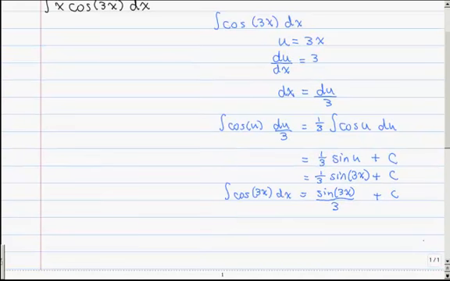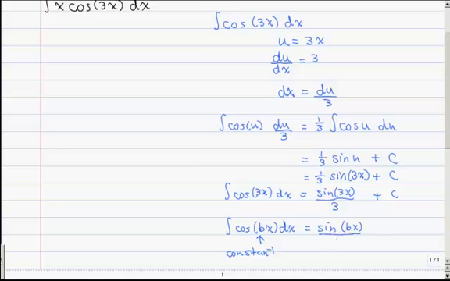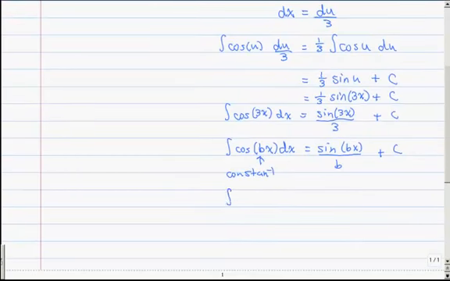This is a special case of a more general rule that if we integrate cosine of b times x with respect to x, where b is a constant, we get the antiderivative sine of bx divided by b plus a constant. All right? Furthermore, if we were integrating something of the form sine of bx with respect to x, we would get the antiderivative of sine, which is negative cosine of bx, again divided by b, plus a constant of integration.